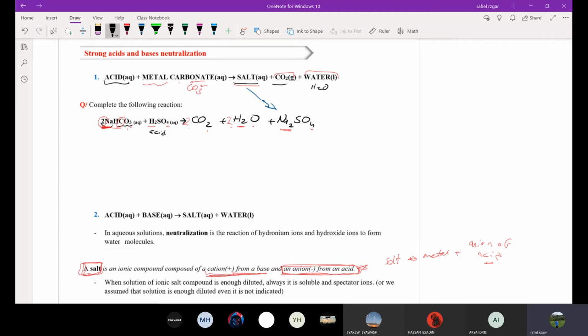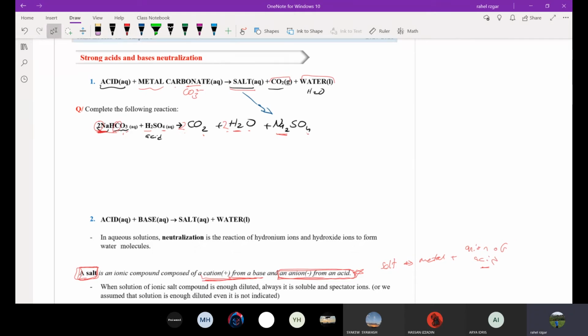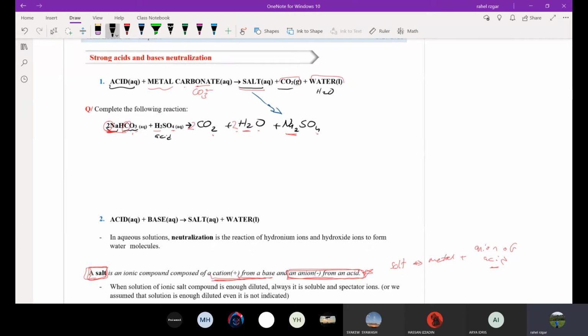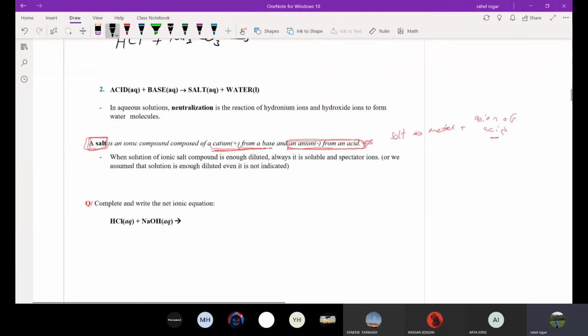Let me give you another example. You can solve it by yourselves. It's an easy example. Just try to solve it by yourselves. Let's say HCl reacts with Na2CO3. Try to finish that reaction by itself. Okay.